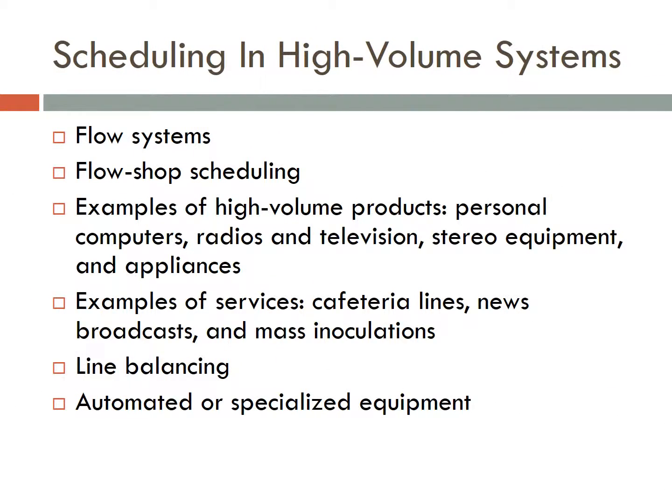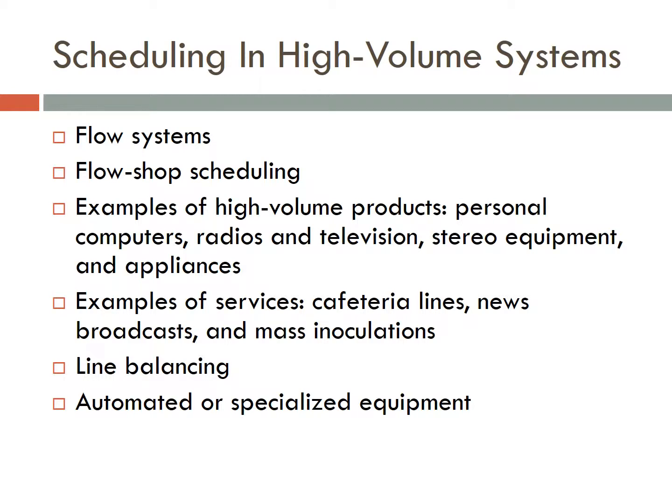All right, so let's talk about scheduling operations. There are three different ones that are talked about in this chapter. The first one we're about to talk about is high volume systems, and then you have intermediate volume systems and low volume systems, or low volume scheduling, also known as job shop. And there's another type of scheduling called project scheduling, but it's not talked about in this chapter.